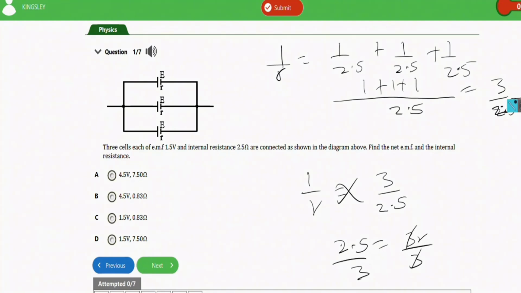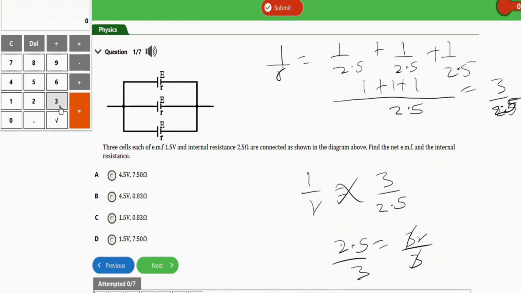When you cross multiply, you're going to have 2.5 equals 3R, dividing both sides by 3. Okay, so when you punch this on the JAMB calculator you have here, 2.5 divide 3, we have 0.83. So this shows us that the net EMF will remain 1.5 volts and the net internal resistance will be 0.83. So the correct option for this question is option C. Okay, so that's it for this question.